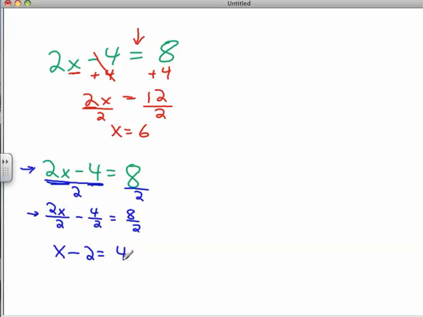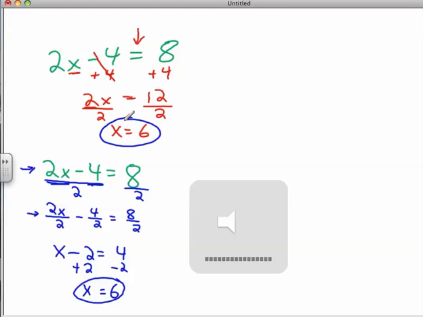Now, what I'm going to do is I'm now going to do opposite operation again. So adding 2, and I get an x that equals 6 as well. So in both cases, I end up with x equals 6 by using opposite operation, isolating the variable.